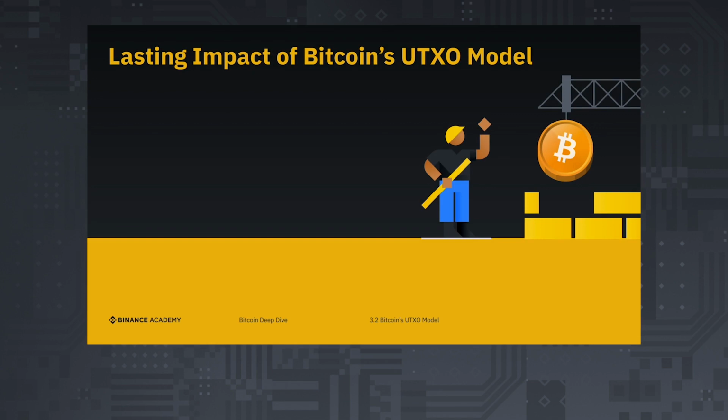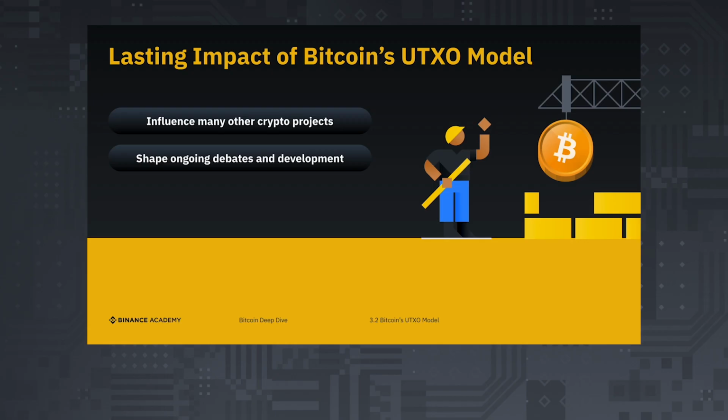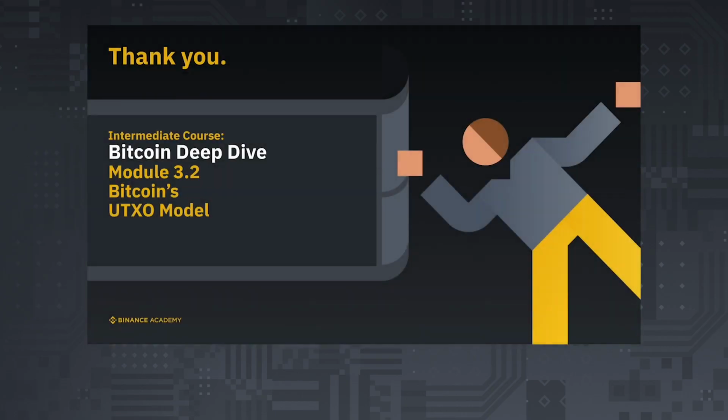Despite these challenges, Bitcoin's UTXO model has influenced many other cryptocurrencies and blockchain projects. The UTXO model continues to shape ongoing debates and development efforts regarding Bitcoin's future and its scalability. In the next module, we'll take a deep dive into Bitcoin's tokenomics to understand how they help keep the Bitcoin network secure.